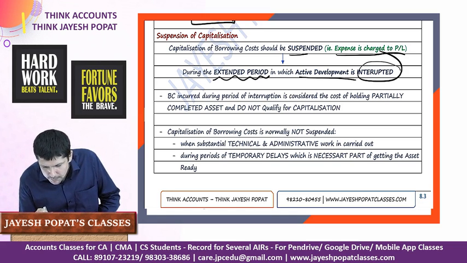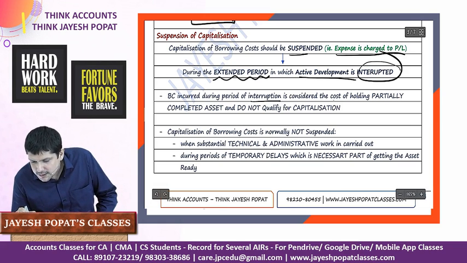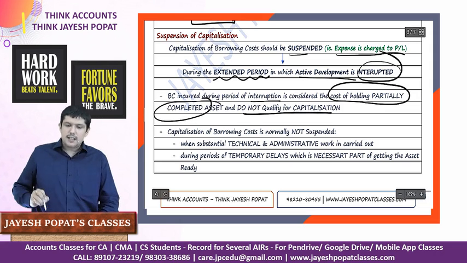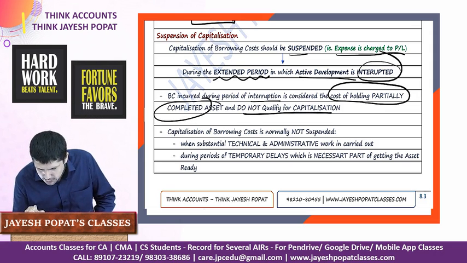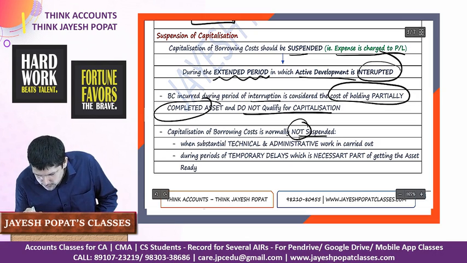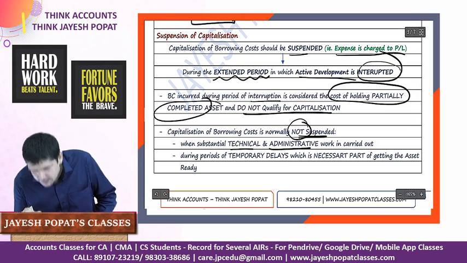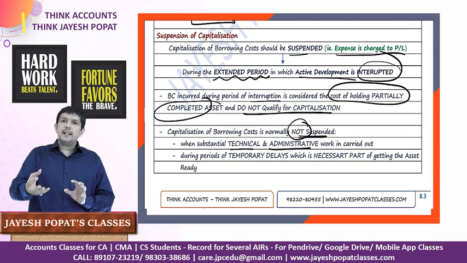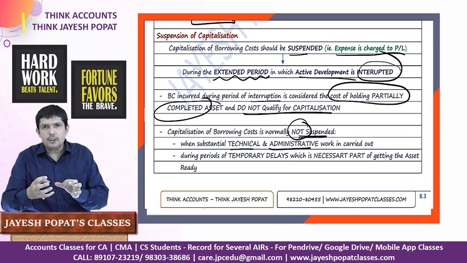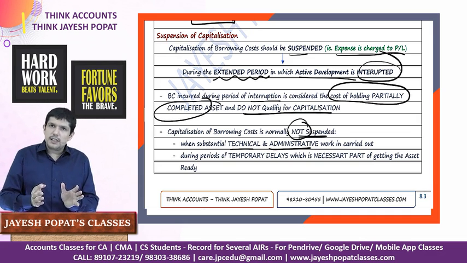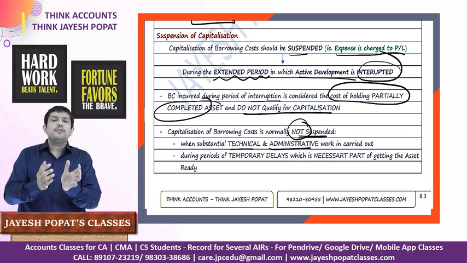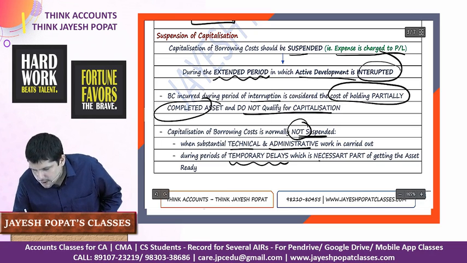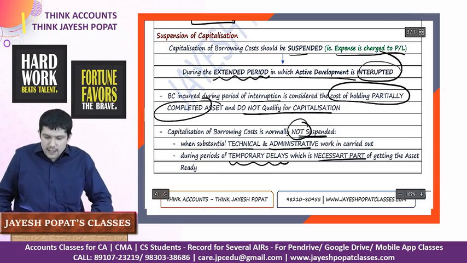Borrowing cost incurred during the period of interruption is considered as cost of holding partially completed asset and does not qualify for capitalization. Capitalization of borrowing cost is normally not suspended when substantial technical and administrative work is done. So actually no physical work is carried out on the qualifying asset, but maybe certain designing, drawing, layout, etc. work is done, right? So the work is being done, therefore you should not suspend capitalization during temporary delays, which is a necessary part of getting the asset ready for its use.